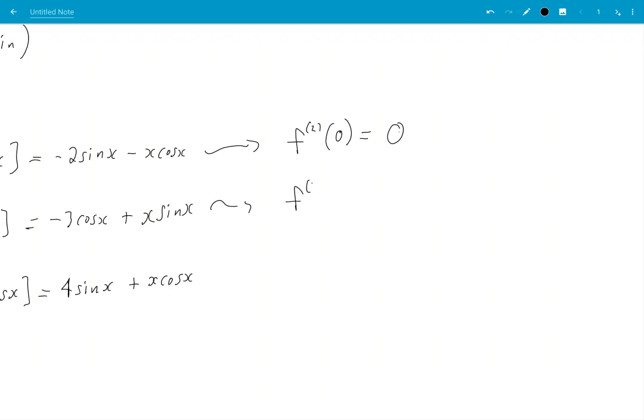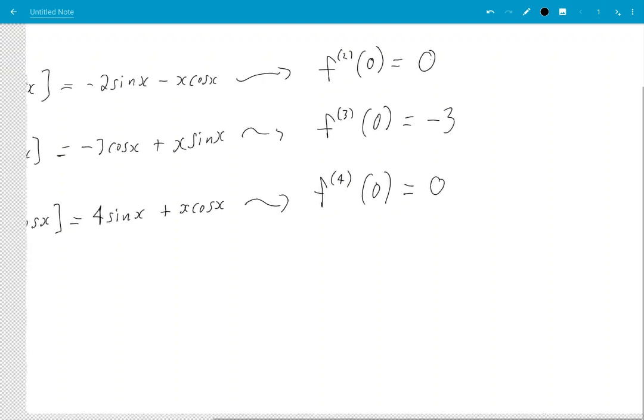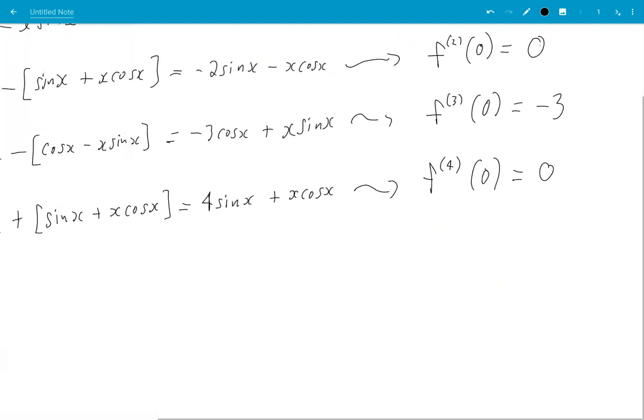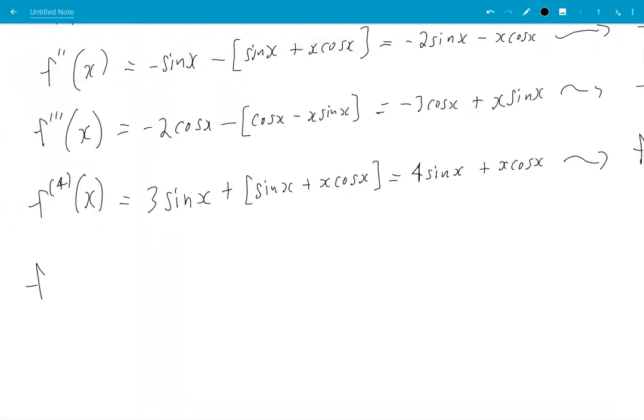And then the third derivative with 0 plugged in is going to give me minus 3. Then the fourth derivative with 0 plugged in gives me 0 again. And I feel like that's not enough information, so I'm going to go back and do another derivative just to see if my hunch is correct.